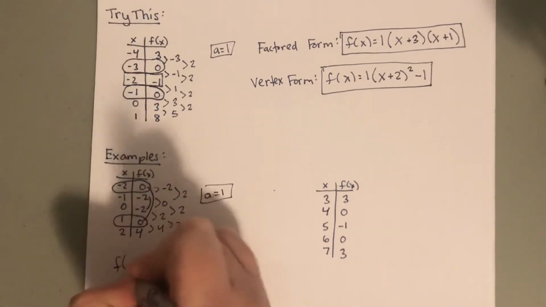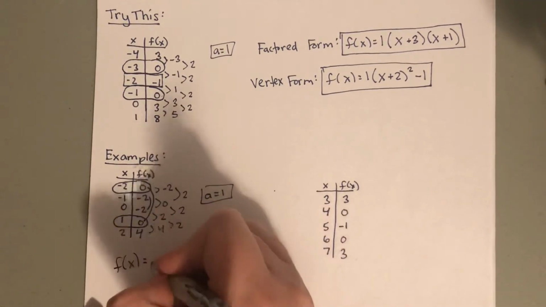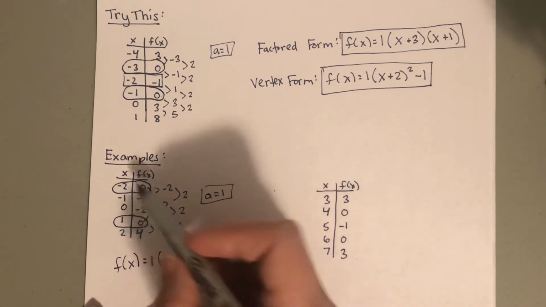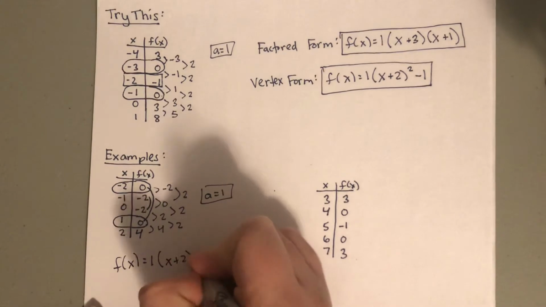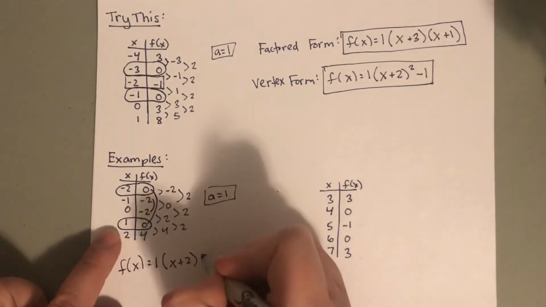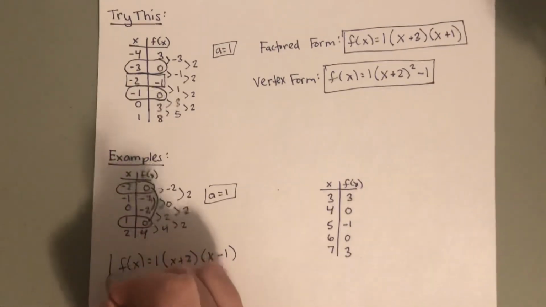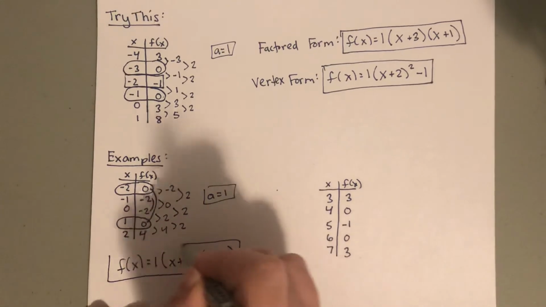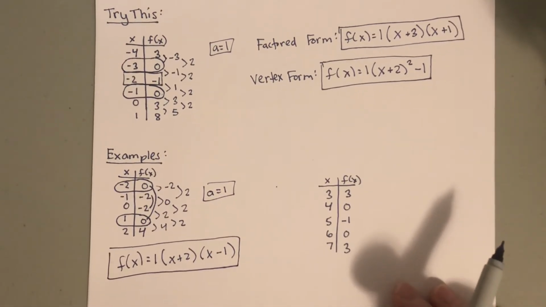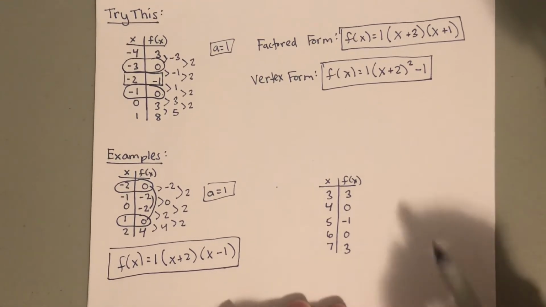Now I write my function. I have an a value of 1. And then my first solution is -2, so I'm going to say x plus 2. And then my other solution is +1, so I'm going to say x minus 1. And so that is this function written in factored form. This one we had to write in factored form because we didn't have the vertex. So factored form was our only option here.